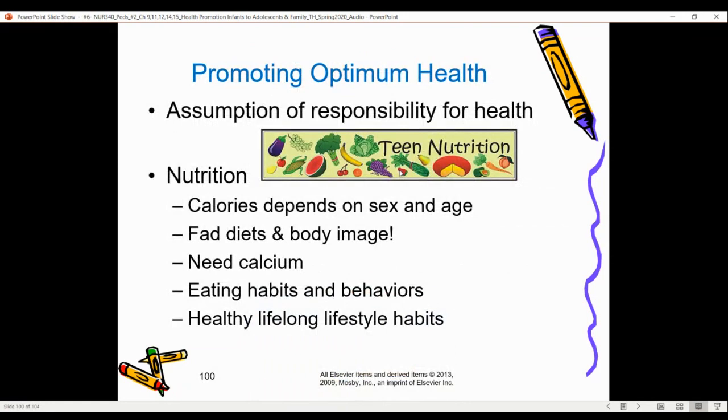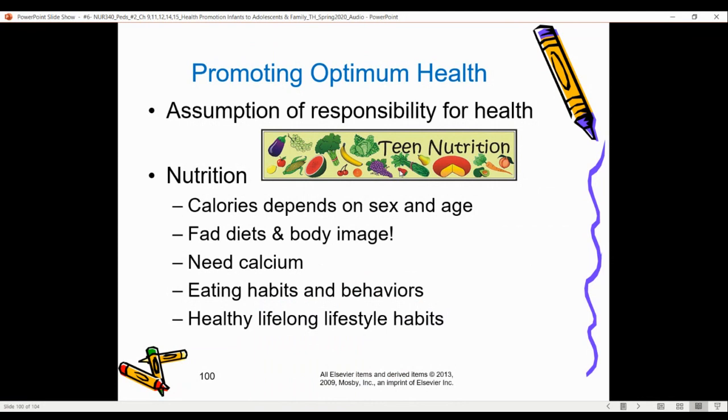Nutrition at this age. Calories depends on the sex and the age. So females need less than males do, and it depends on whether they're in puberty or out of puberty or not, on how much they're going to need. Once we hit those adult ranges or they're through puberty, then it's the general recommendations that we say of like that 2,000 to 2,500 calories a day. Fad diets and body image issues start to come up more at this point. We start to see things like anorexia and bulimia pop up more with our teenagers.